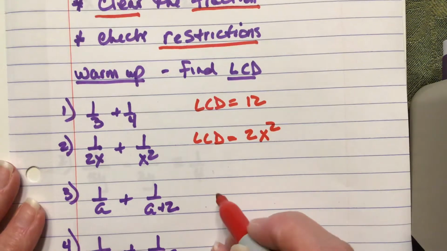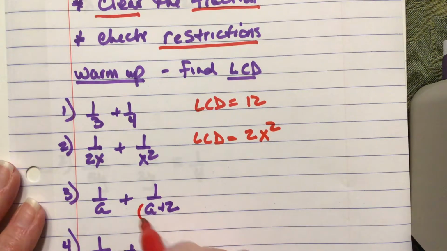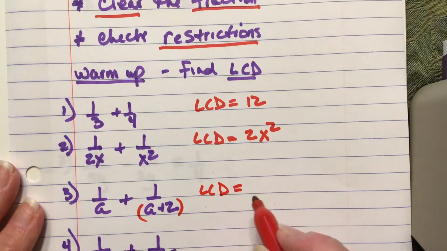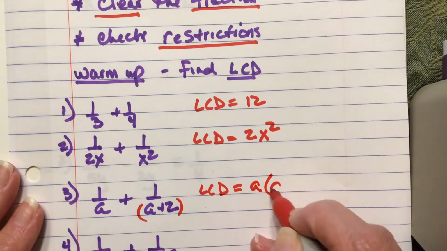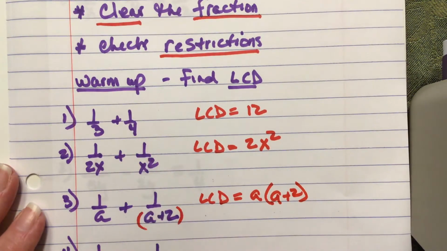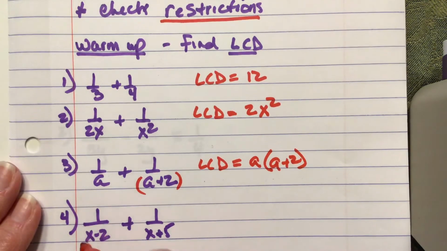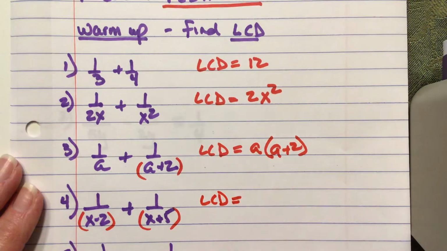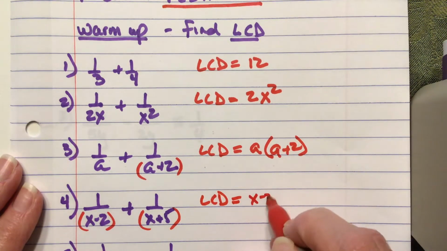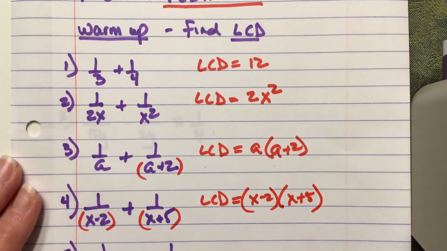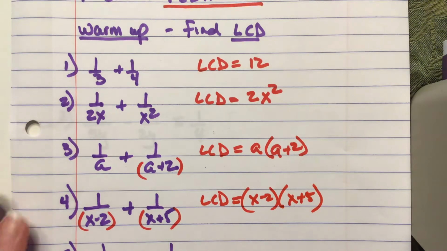In this case, we have 1/a and 1/(a plus 2). I'm going to add parentheses. So my least common denominator is going to be a times (a plus 2). I'll just multiply them the same way I multiplied 3 times 4. And down here I have x minus 2 and x plus 5 as my denominators. So my least common denominator is, I'm going to multiply them, (x minus 2) times (x plus 5). So it's a slightly more complicated denominator, but it still works.